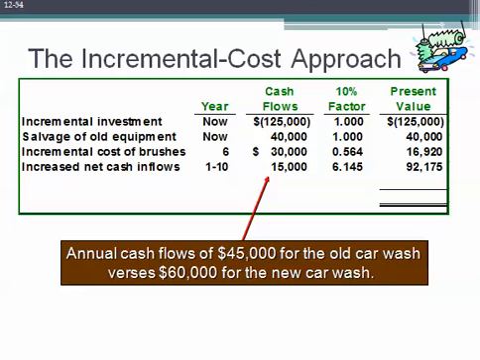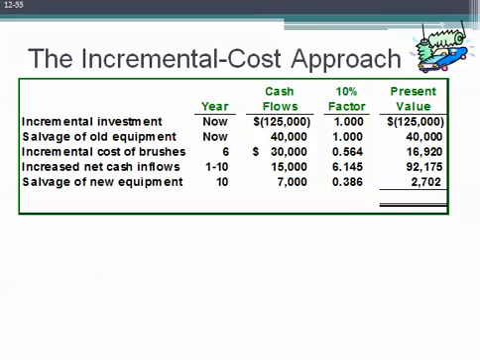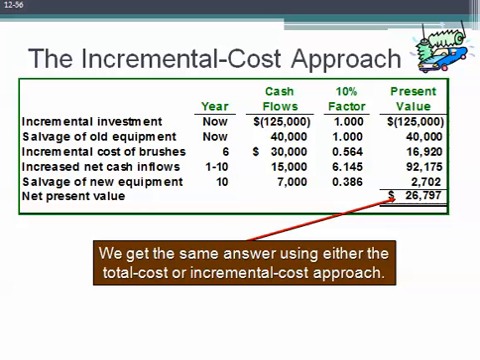$92,175. Finally, if we go with a new car wash, we were going to be able to salvage it at the end of 10 years for $7,000. That has a present value of $2,702. When we sum together the present value of all of our cash inflows and outflows, we get the net present value of $26,797. This is the same answer we got by comparing the difference in our two total cost approaches, or by focusing simply on incremental cash flows.